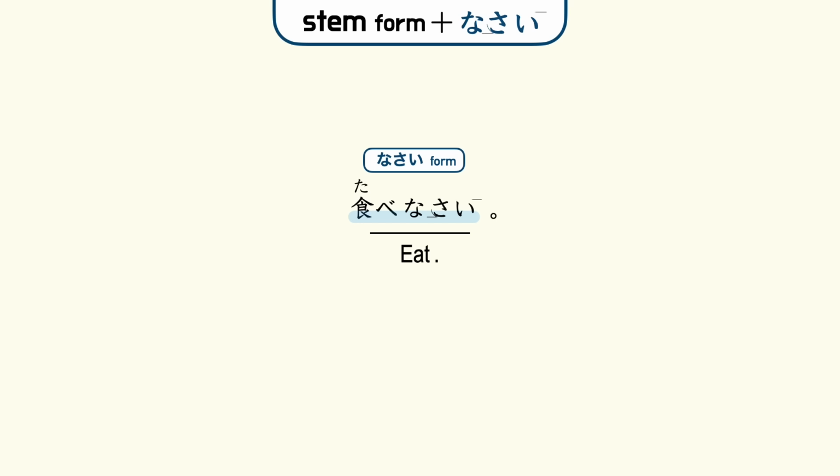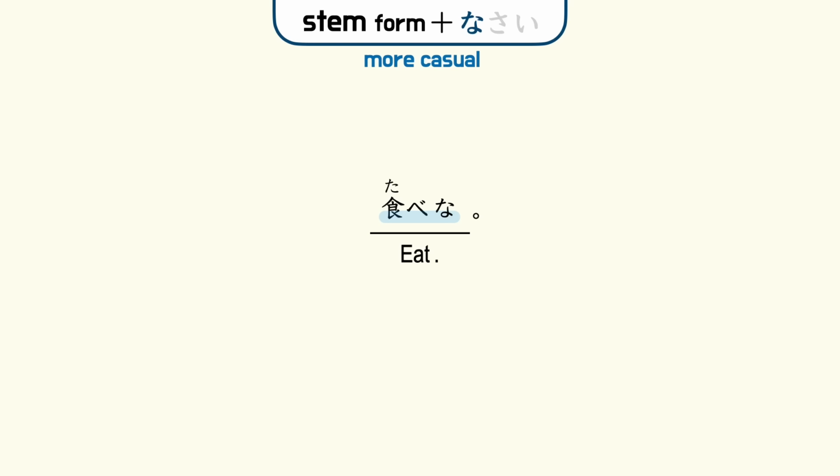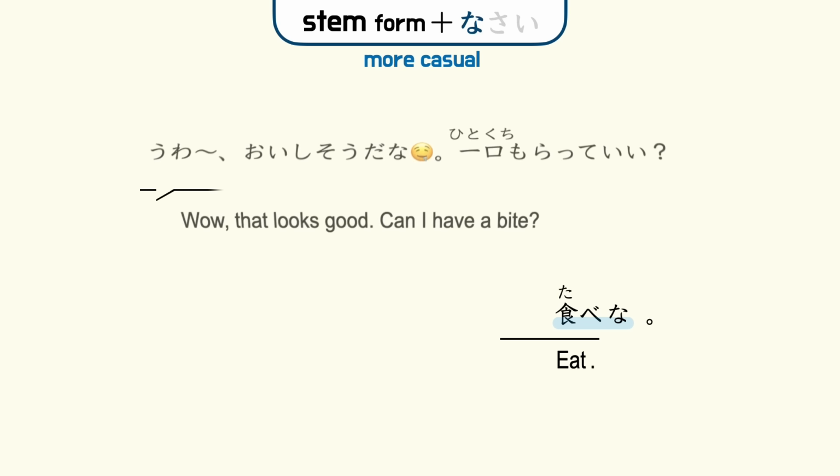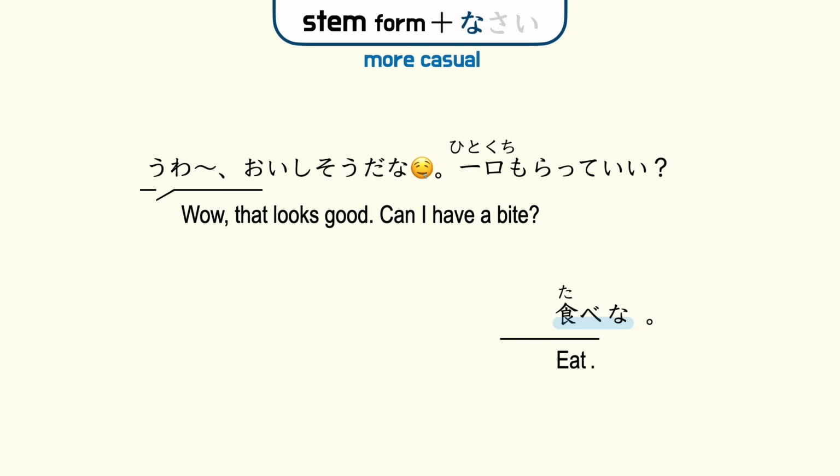You can also drop the さい and just say な. Like 食べな. This one is more casual. Nasai is not really used among friends. Like it's a little too formal. But this one, just na, is very commonly used among friends by both men and women. So if your friend says something like, 美味しそうだな。一口もらっていい? Wow, that looks so good. Can I have a bite? Here you can say, いいよ、食べな. Sure, go ahead. いいよ、食べな.